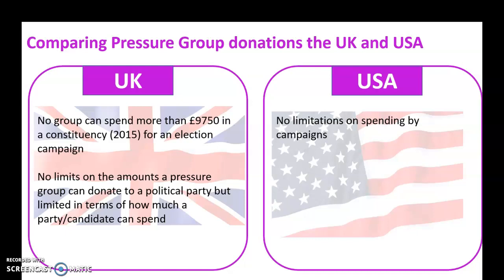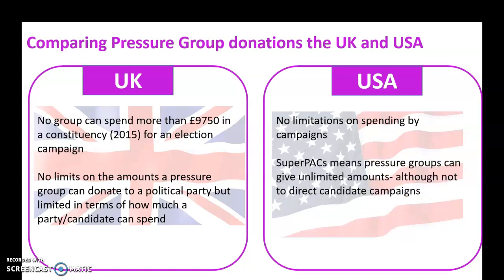So there's nothing to stop the trade unions giving Labour, or big businessmen giving the Conservatives, hundreds of millions of pounds in theory. But there are limits on how much those parties can spend, which I suppose indirectly limits the amount these groups can give to the parties. In the USA, super PACs mean that pressure groups can give unlimited amounts, although not to direct candidate campaigns. They have to run them kind of shadowing them, if you like. Donations to political parties are also largely unregulated in the USA, which again is not true in Britain.